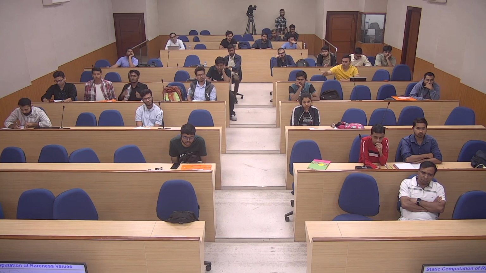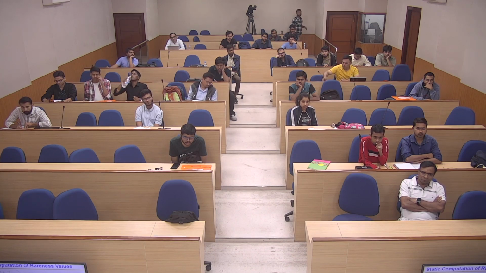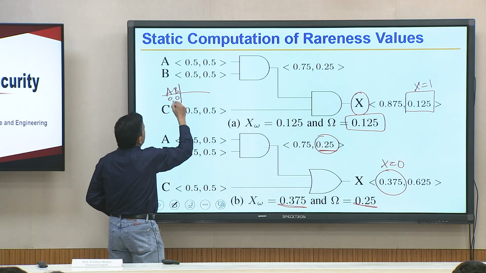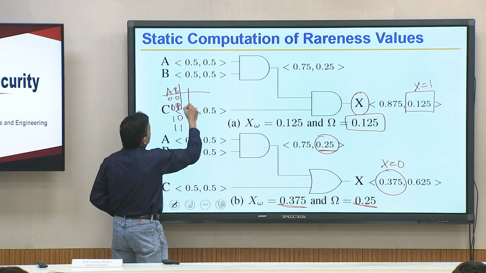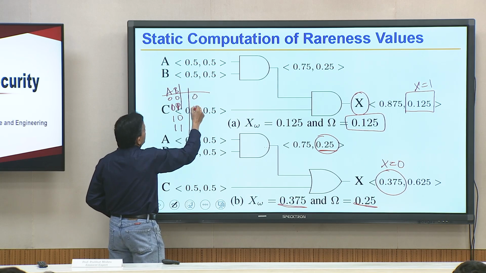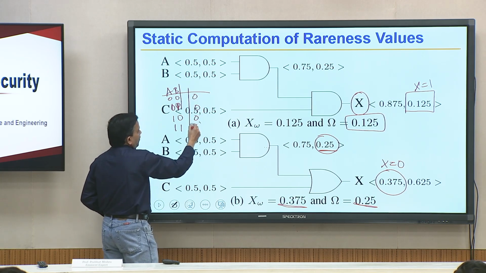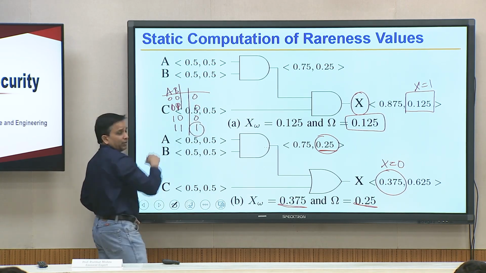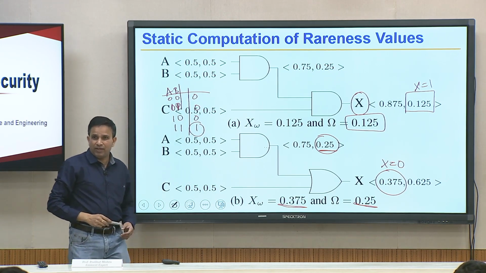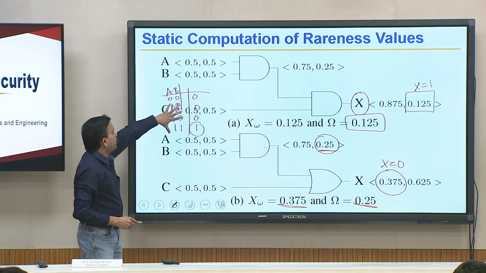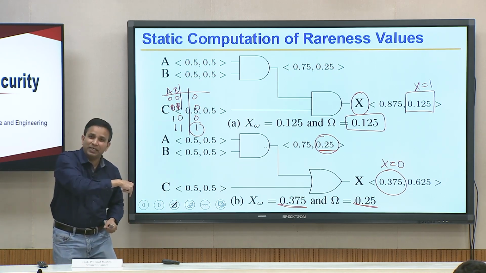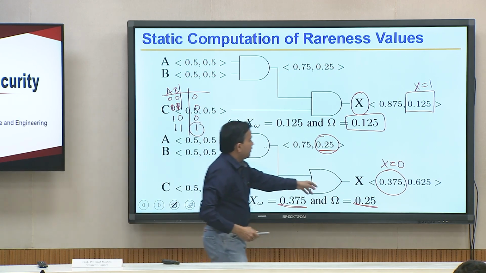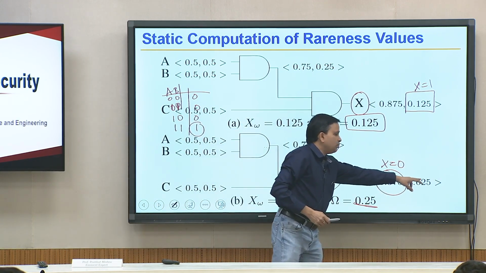Because that's the truth table, right? When you have A and B as 0 0, 0 1, 1 0 and 1 1, look at the values the AND gate produces: 0 0 0 and 1. So the probability of 1 is 1 in 4 in the case of the AND gate, but in the case of the OR gate the probability of 1 is 3 in 4. That is why the probability of 1 increases in one and decreases in the other. Even here, in the OR gate, the probability of 0 is decreasing but that of 1 is increasing.